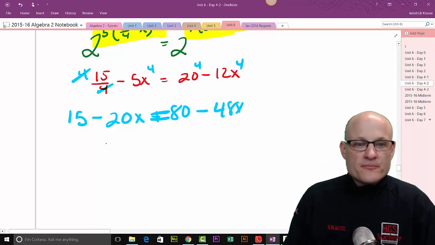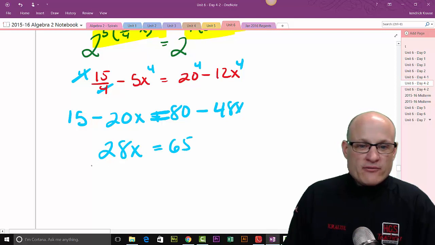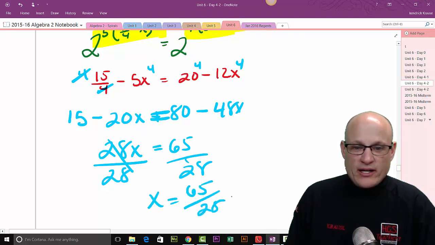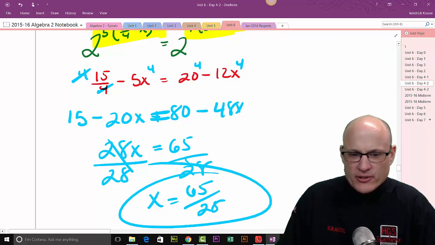I'm going to add the 48x over. I get 28x equals 65. Divide by 28, divide by 28. And I get, no way that's the right answer. 65 over 28? It's supposed to turn out to be like 3 or something.